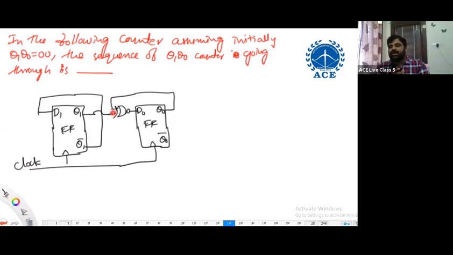When the sequence is not given, what should we do? Start with the present state. Based on the present state, we derive the inputs, because when we have the present state, I can say what inputs I'm applying. When I know the present state and present input, I can estimate the next state using the characteristics of the flip-flops.